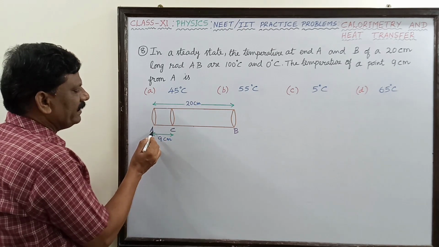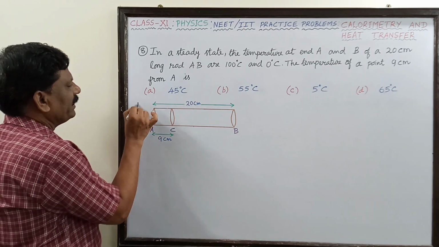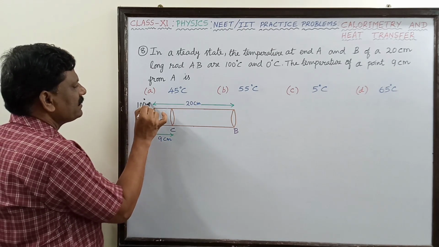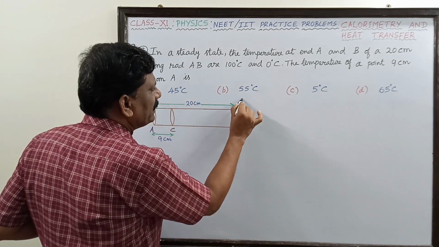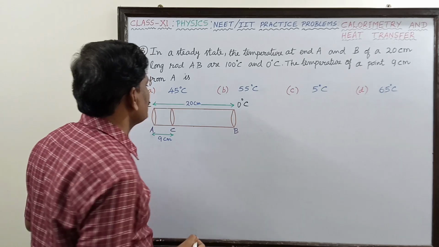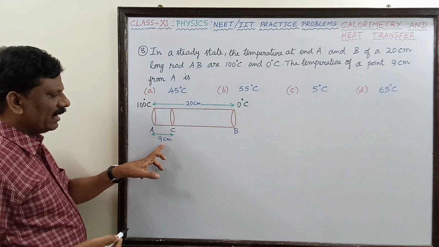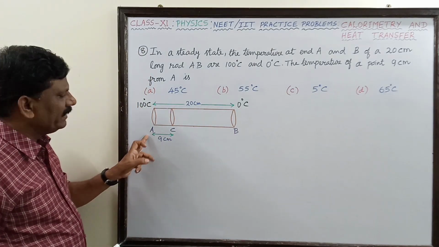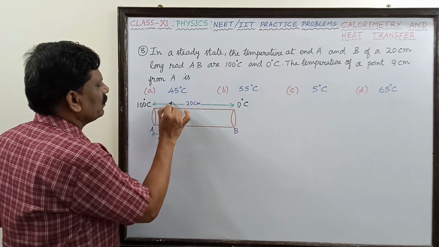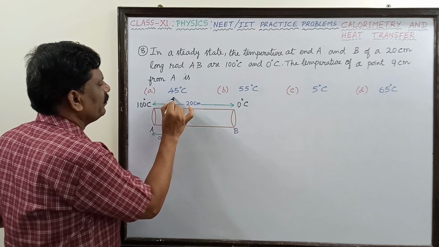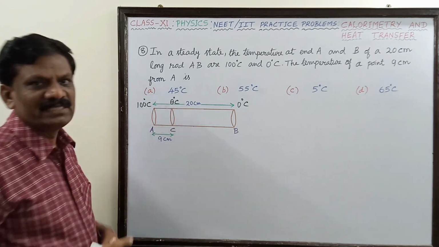Now this is end A at which the temperature is 100 degrees Celsius, and this is end B at which the temperature is 0 degrees Celsius. Now at 9 centimeter from end A there is another point C. What is the temperature? So the temperature at C, let it be theta degrees Celsius.